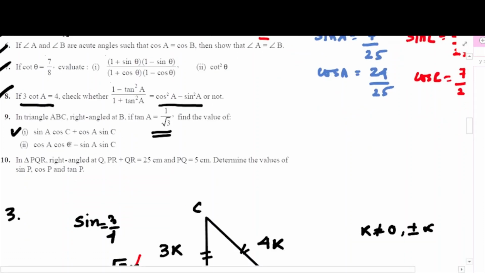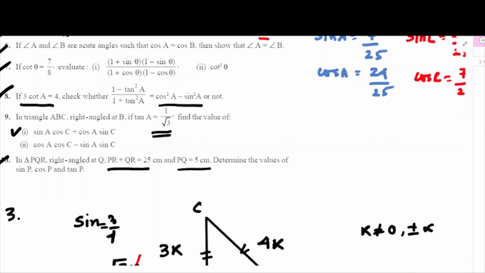So 9 part 2 is just the same as 9 part 1. And in question number 10, what do we have? In triangle PQR, right angle at Q, PR plus QR is given as 25, PQ is given as 5. You have to determine the value of sin P, cos P, and tan P.